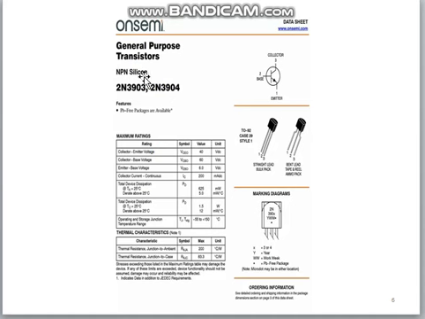This is a specimen sample data sheet of general purpose transistors. Here it gives you the title, here the company name, and here it is written as a data sheet. The symbol will be given, which you have to understand. Then it gives maximum ratings, features, thermal characteristics, etc.